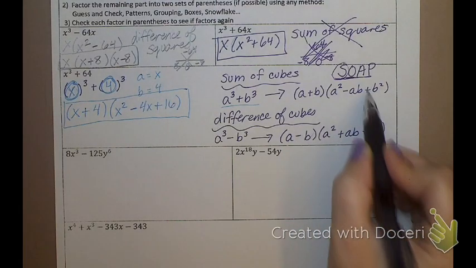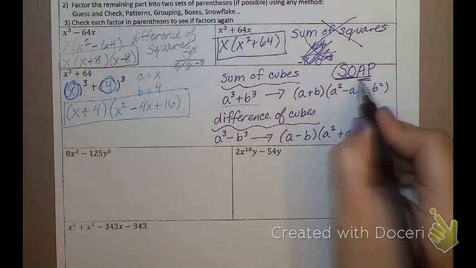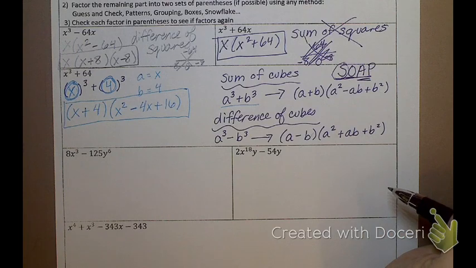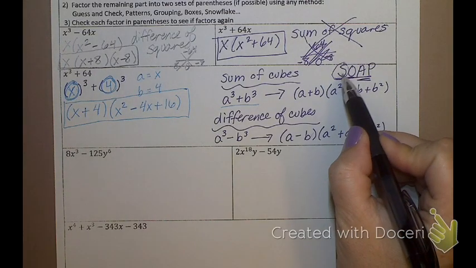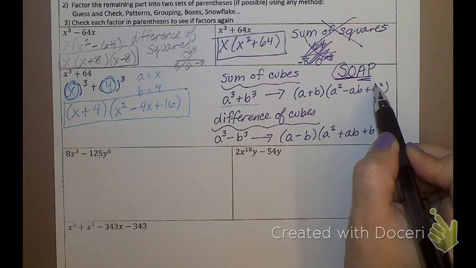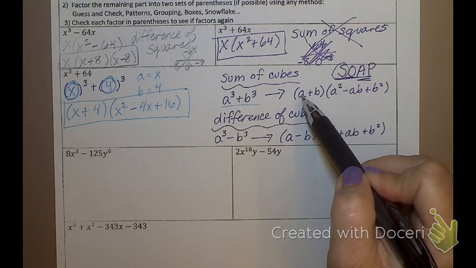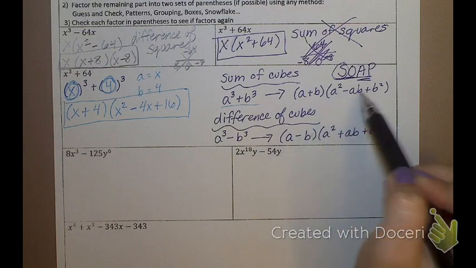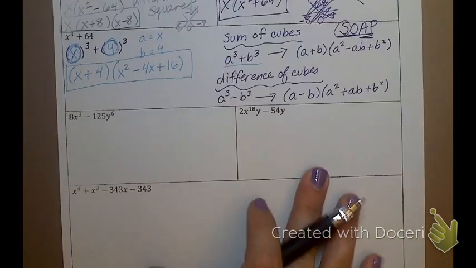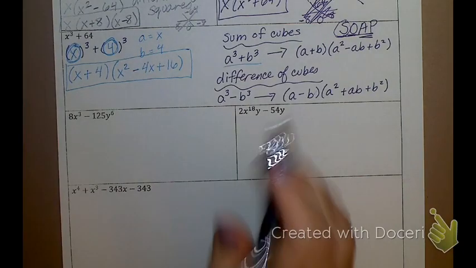And then the third sign is always positive. In both cases, it's positive. So the first sign is the same. Second sign is the opposite. The last sign is always positive. Beyond that, you just have to remember the pattern of a, b, a squared, ab, b squared. Okay? So let's try a couple of these.